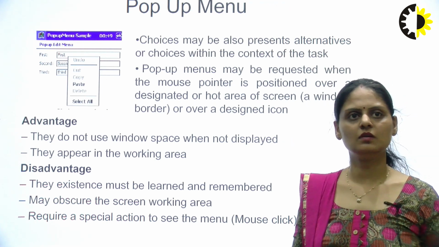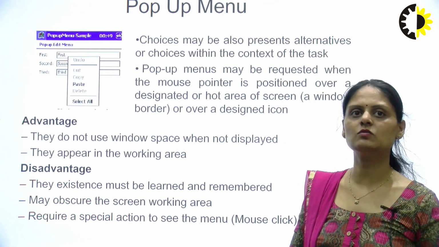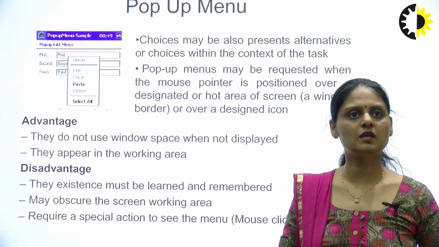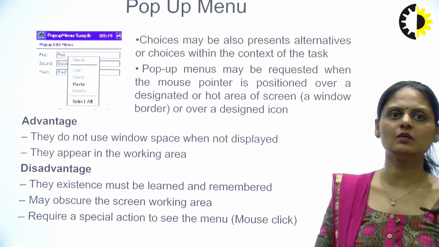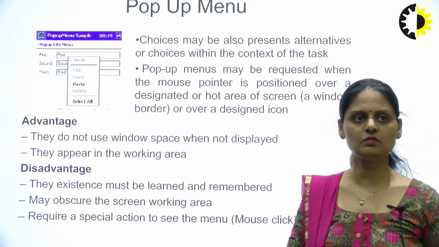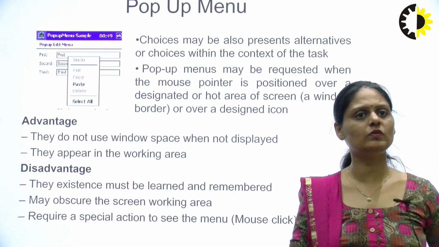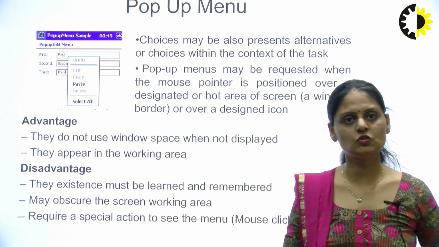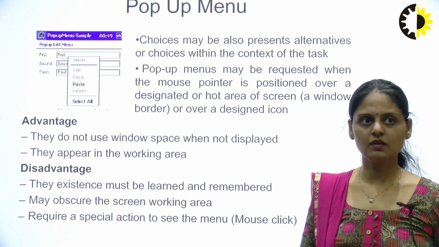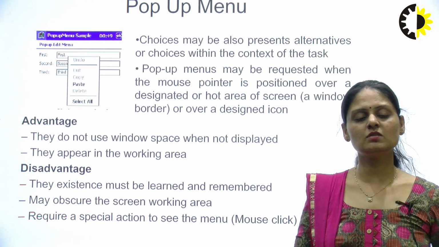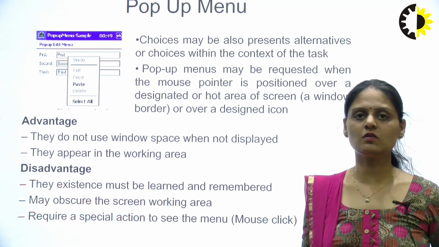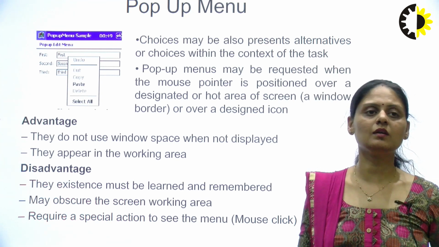Pop-up menus, the choices as we see, can also present alternatives or choices within the text context of the task. Pop-up menus may be requested when the mouse pointer is positioned over a designated or hot area of the screen. The advantage is they do not use window space when they are not displayed, because we open it whenever it is required. They appear in the working area only. The disadvantages: their existence must be learned and remembered, because it is not visible. We are opening it whenever we require.